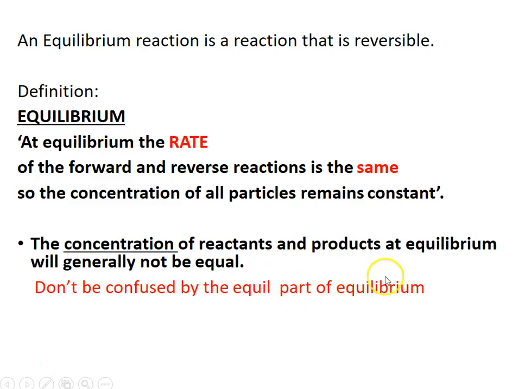Don't confuse this equal part of the equilibrium with the concentration of the reactants. The concentration of the reactants and products may be equal at the beginning, at equilibrium, but they don't have to be. You could have more reactants than products or more products than reactants. So it's not the concentration that's becoming equal, it's the rate that becomes equal.